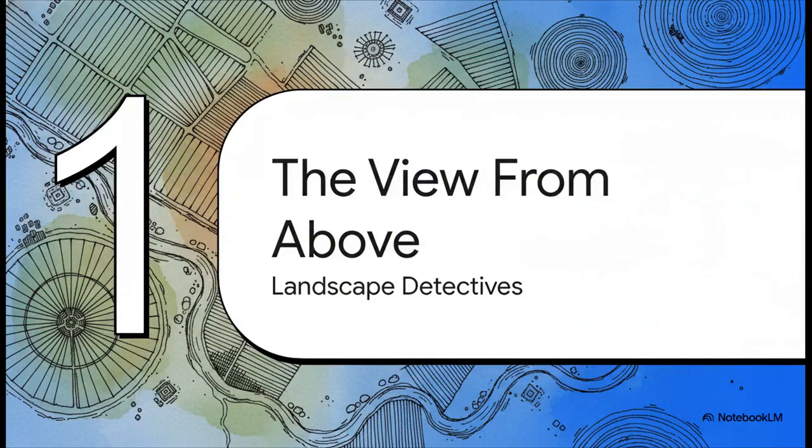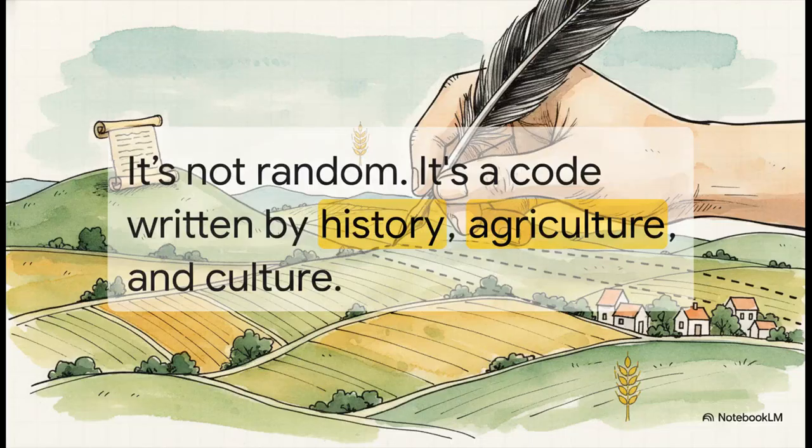All right, to crack this code, we have to put on our detective hats. We're going to become landscape detectives. And the very first clue is realizing that the patterns we see down there are anything but random. That's right. Every single property line, every farm, every little village layout. It was all a deliberate choice made by the people who settled there. They were literally writing their own story onto the land. And we can still read those stories today if we know what to look for.